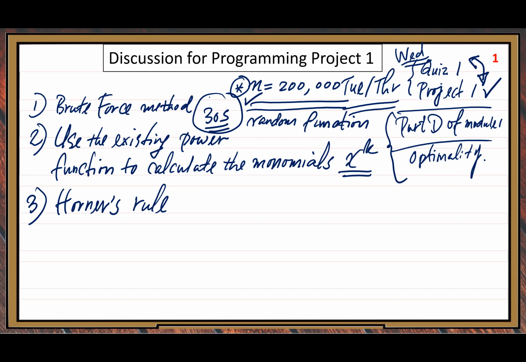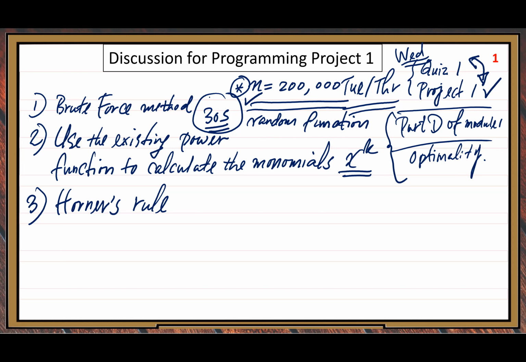Then method 2 is pretty fast. Method 3 is extremely fast. Then you will get a big impression of how big the difference is between an efficient algorithm and a slow algorithm. You will appreciate the huge difference. So that's some basic information for the project.